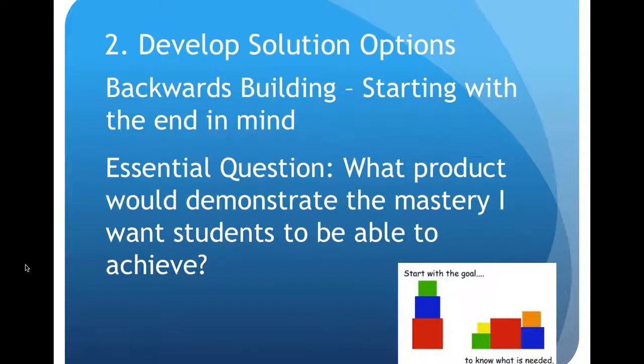And so the essential question that I ask myself when developing solution options is, what product would demonstrate the mastery that I want students to achieve? Sometimes this may be a very specific product. Sometimes it may be very general. And so I do try to give as much choice as possible to students, in that the more choice you give them, the more creative they're going to be.